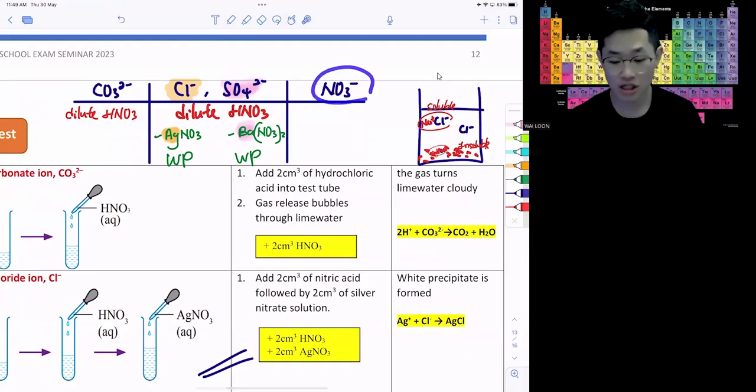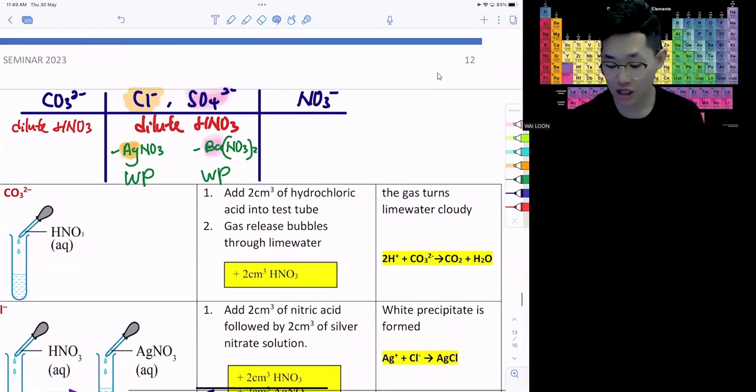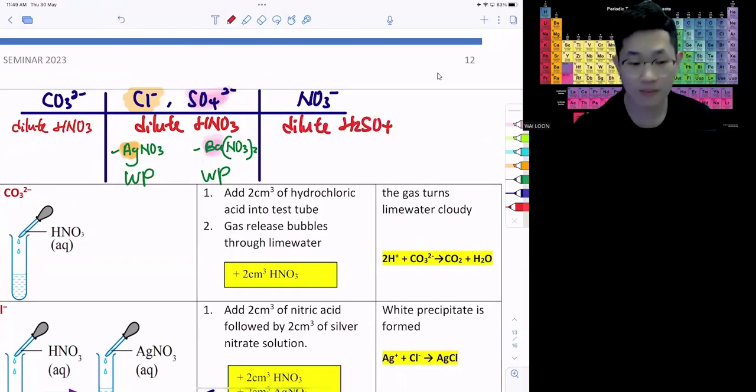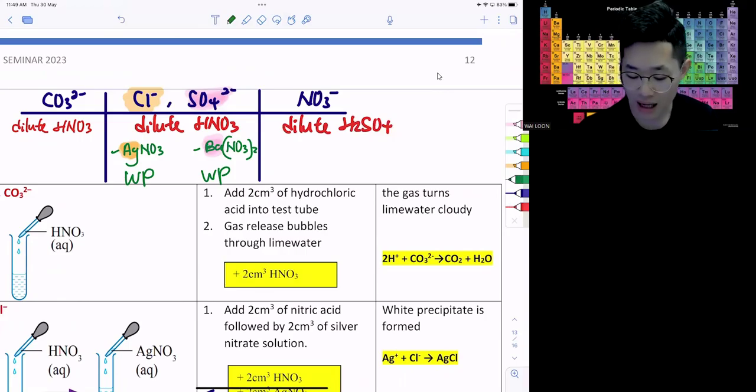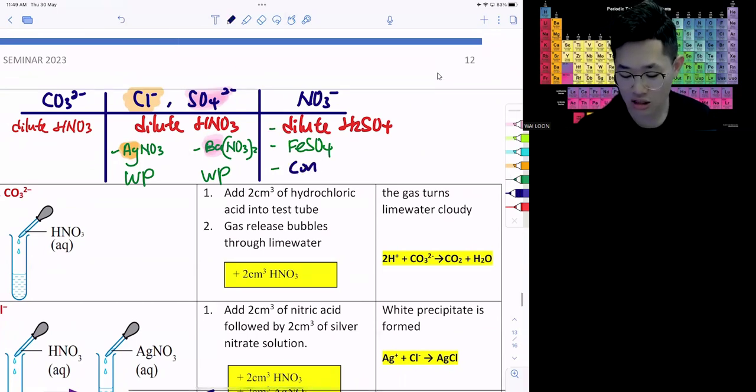And then for the nitrate salt, we will have to add dilute sulfuric acid, followed by iron 2 sulfate solution, and lastly, concentrated sulfuric acid.